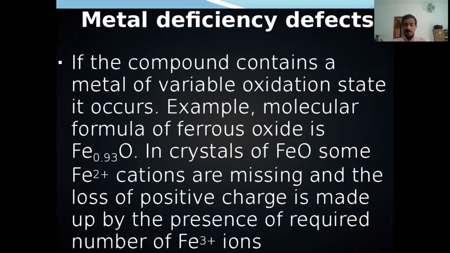You have to remember, it arises only if the cation has variable oxidation state. Ferrous oxide is an example. Its actual formula is Fe0.93O. It is not 1:1, it is less than 1. Fe is less than 1, 0.93. Is it clear? So these are the important defects, and the remaining part of the chapter we can see in another video.